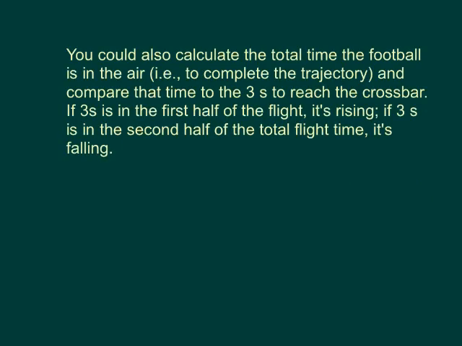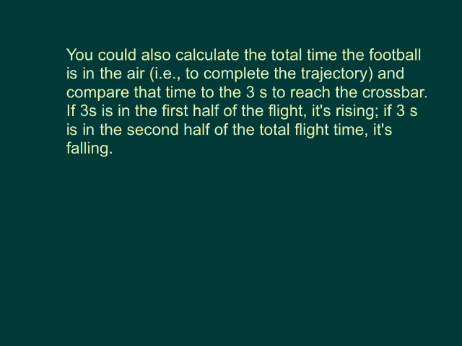So again, instead of finding that final velocity after 3 seconds and looking if it's positive or negative to tell a direction, you could have also calculated the total time the football is in the air, so the total time it takes to complete the trajectory, and compare that time to the 3 seconds it takes to reach the crossbar. If the 3 second mark is in the first half of the flight, it would be rising, and if 3 seconds occurs in the second half of the total flight time, then the ball would be falling.